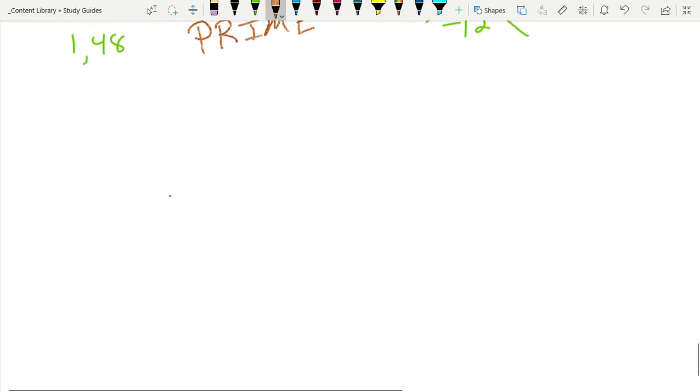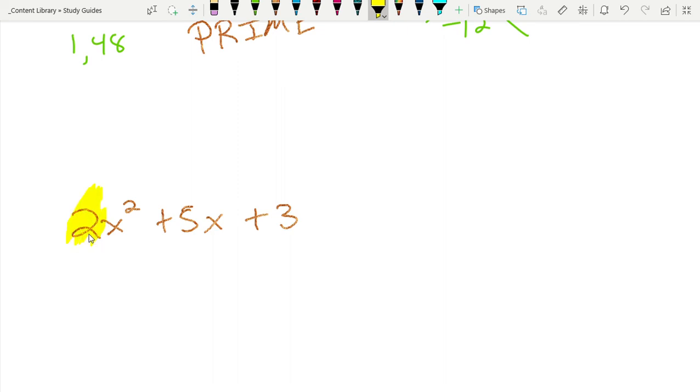All right, moving on to number 14. We have 2x squared plus 5x plus 3. GCF, don't have one. Factor by grouping, no, because we don't have 4 terms. Diamond, yes, it would be a diamond, but this time there's something different. Notice here how there is a 2 in front. This is big diamond factoring because of this number.